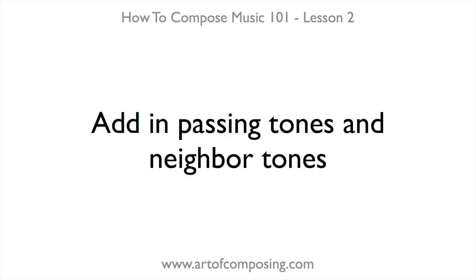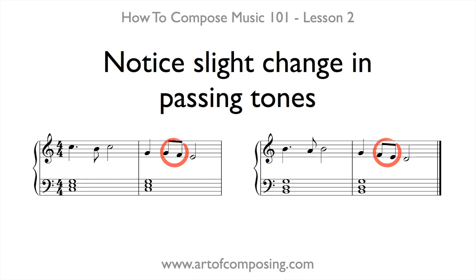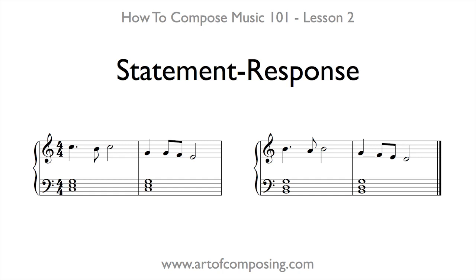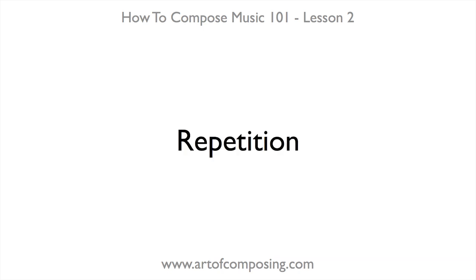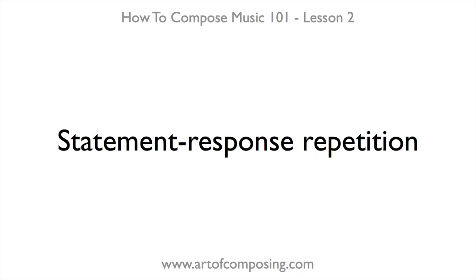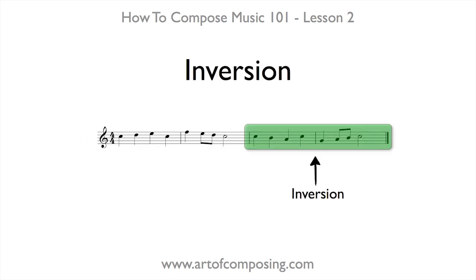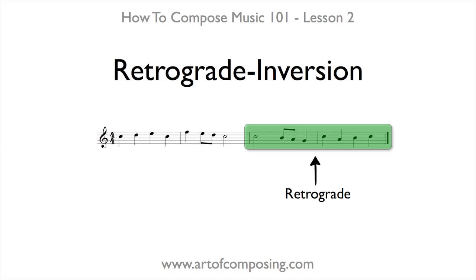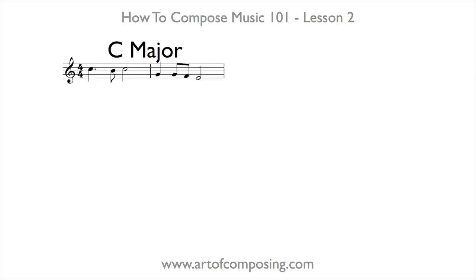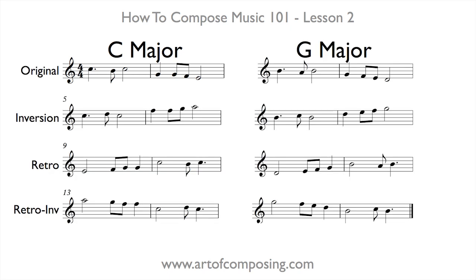Now, if you have passing tones or neighbor tones in the original, you can add those in to keep the same general rhythm and melodic shape. It should sound something like this. Both of these methods are forms of repetition. Specifically, they're forms of statement-response repetition. The ways of developing your basic idea that you learned in the first lesson, inversion, retrograde, and retrograde inversion, all still apply. So now you can see from one basic idea, you've got 8 different melodic ideas.